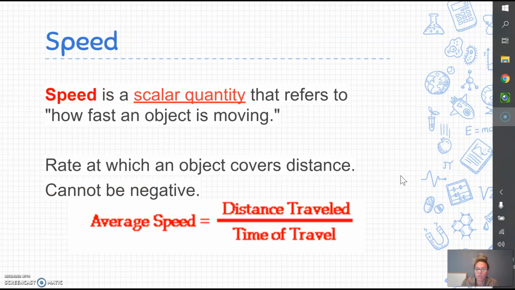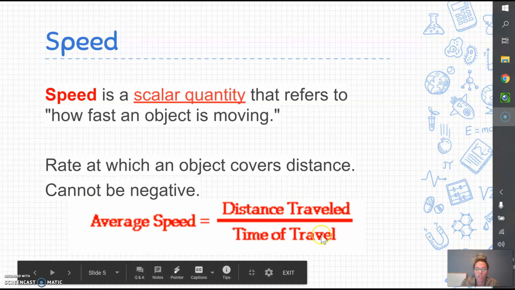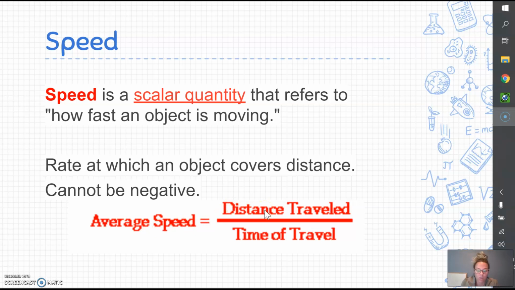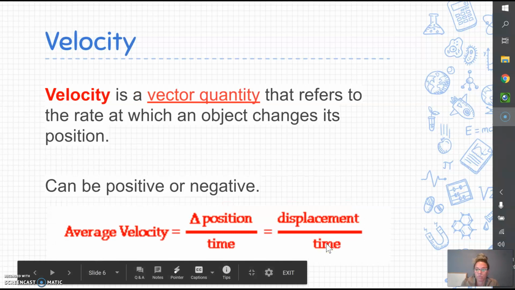We talked last week about speed being a scalar quantity. It tells us how fast something's moving. Speed cannot be negative. We only have positive speeds. We said it would be kind of ridiculous to travel at negative 25 miles per hour. And when we see our equation S equals D over T, our brain should be thinking this: average speed is equal to the total distance traveled over the total time it took to travel. So S equals D over T, where D is the total length or total distance traveled.